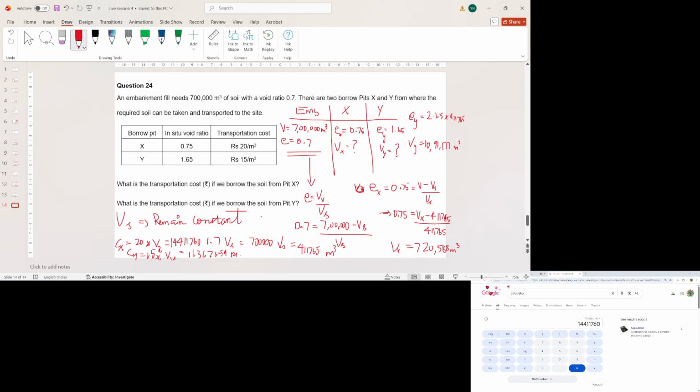So we know that Cx is less than Cy. So Borrow-Pit X is more suitable, right? So here in this problem, we have related our concepts to the actual economics of the civil engineering problem, right? Actual field conditions. Now with this, this session comes to an end.